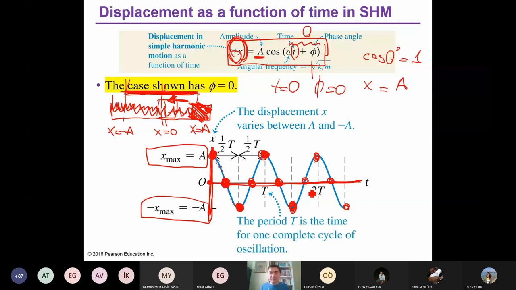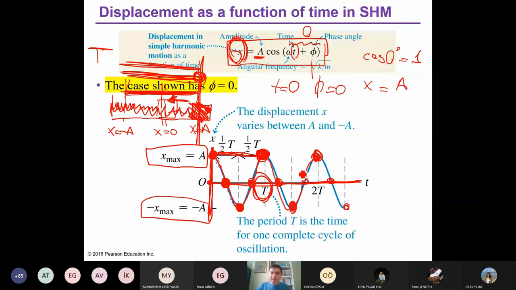So this was the starting point, and one cycle is completed within a time of one period. Okay, the period T is the time for one complete cycle of oscillation. So in order to reach the initial position, we have one period. And in order to complete a second cycle, we have another T period. In order to complete another cycle, we have another T period.